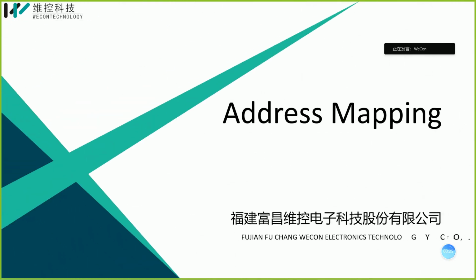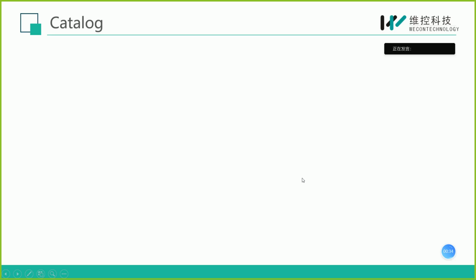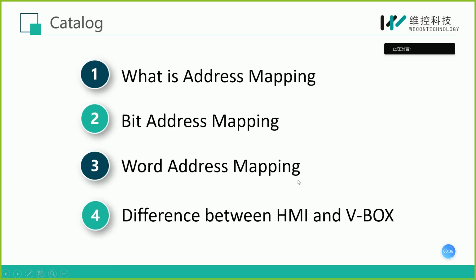Today I will talk about address mapping in HMI. There are four parts in today's topic. The first is what is address mapping. Second, byte address mapping and word address mapping. The last is the difference between HMI and Webox mapping.